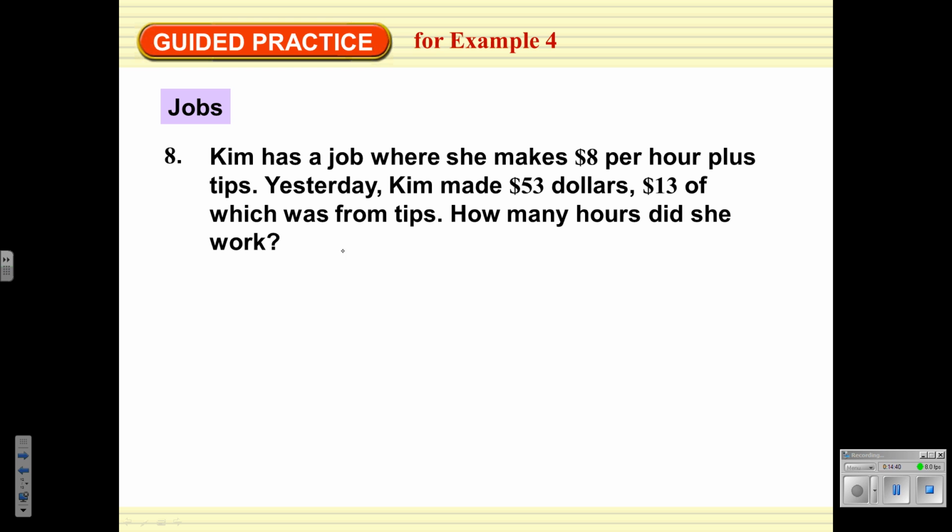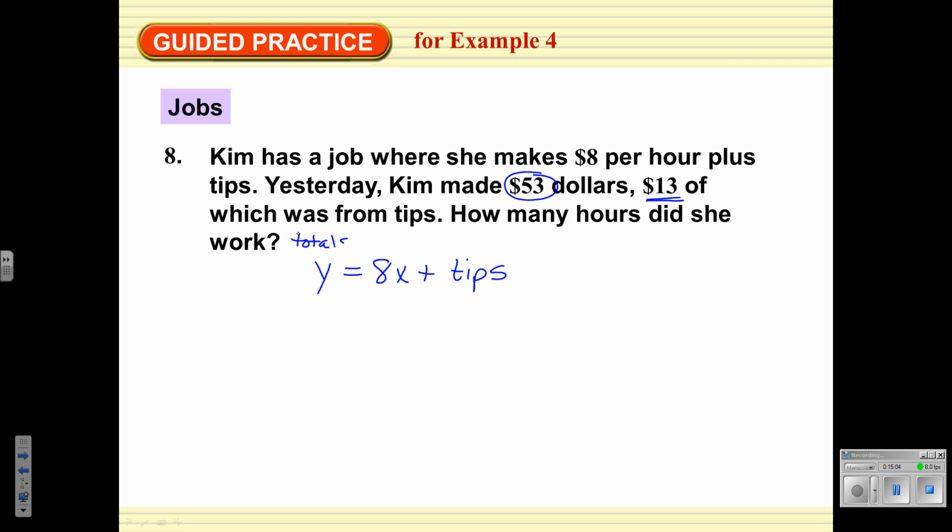Okay, so let's think about this. The money Kim makes is my y. That's my dependent variable. It depends on the $8 per hour that she works plus tips. I'm kind of writing a verbal model at this point, plus tips. Okay, we know what the tips were. We know what her total money is. Maybe I should have written a verbal model.